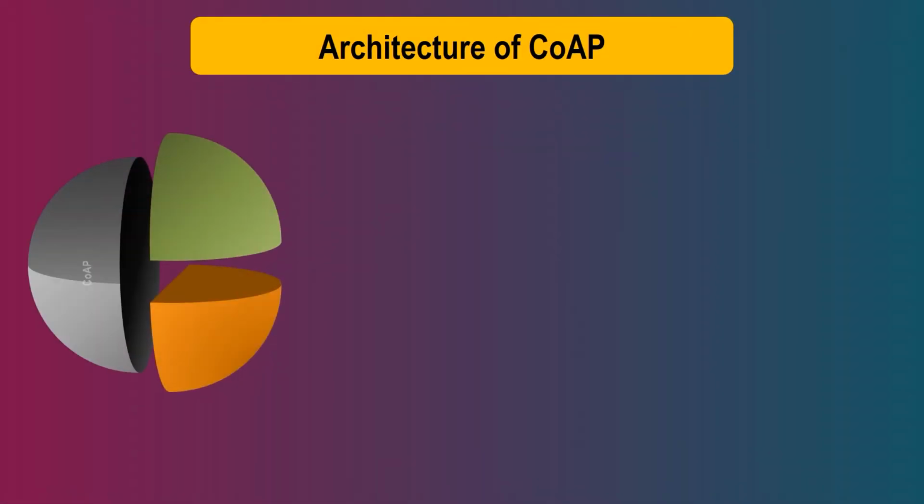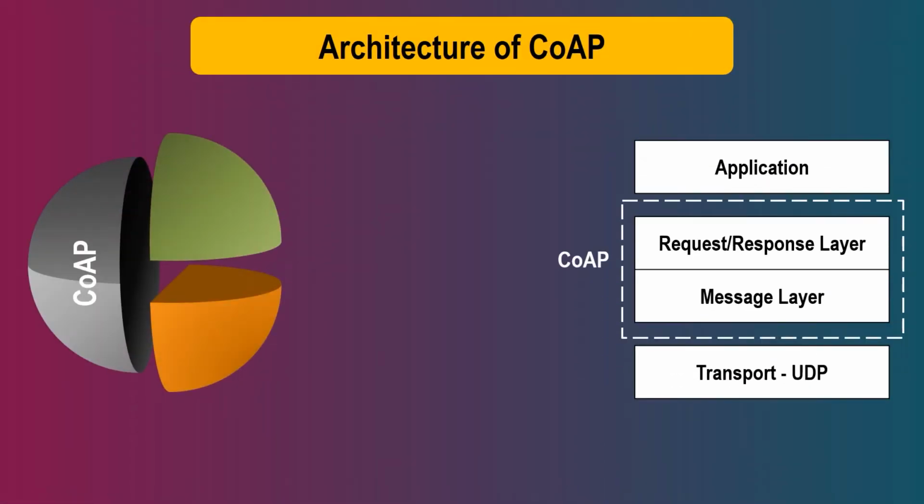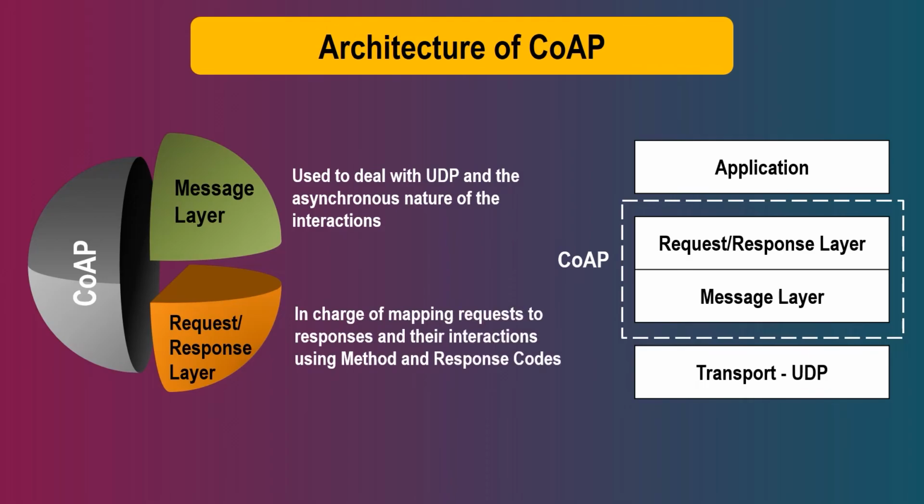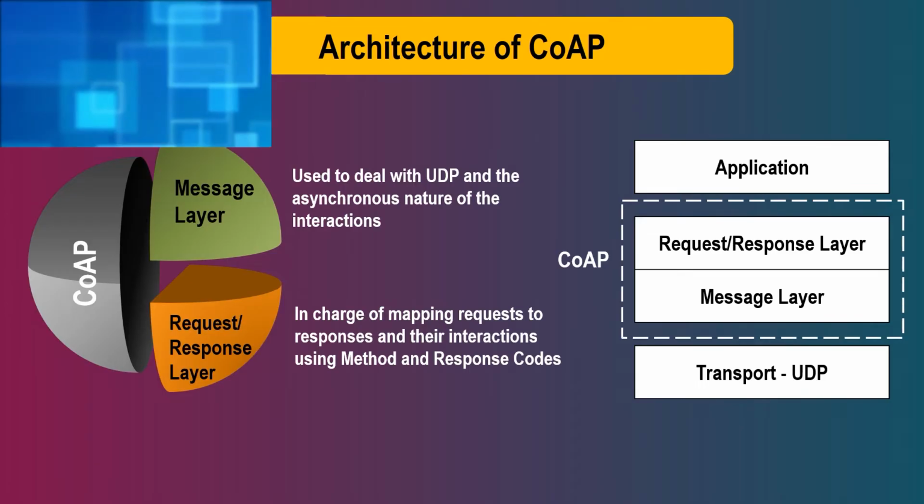Logically, the architecture of CoAP is based on a two-layer approach. First is the CoAP messaging layer used to deal with the UDP and the asynchronous nature of the interactions. And the second is the request response layer in charge of mapping requests to responses and their interactions using method and response codes. Let us look at the role of methods in CoAP.